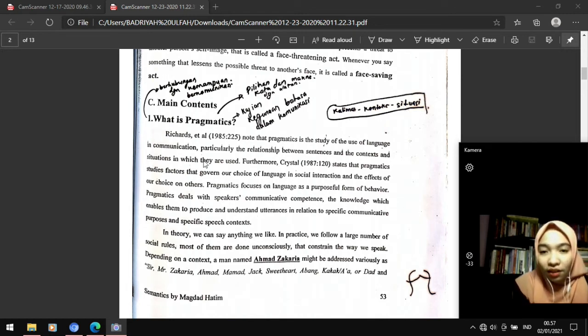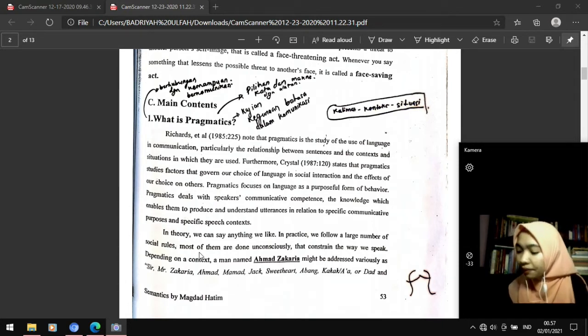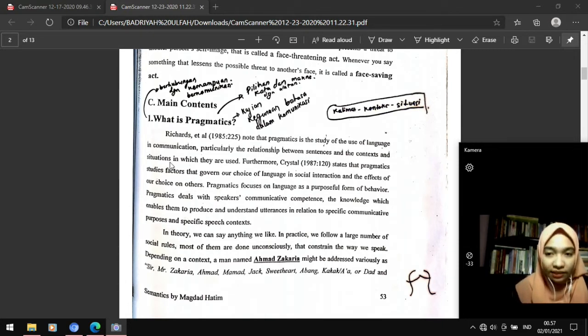Here, what I like is this one: the relationship between sentence, context, and situation. And I like this quote: In theory, we can say anything we like. In practice, we follow a large number of social rules, most of them done unconsciously, that constrain the way we speak. Can you understand what these words say? In theory, when you are talking to people, you need the subject, the verb, and the object. You can just say saya or aku.